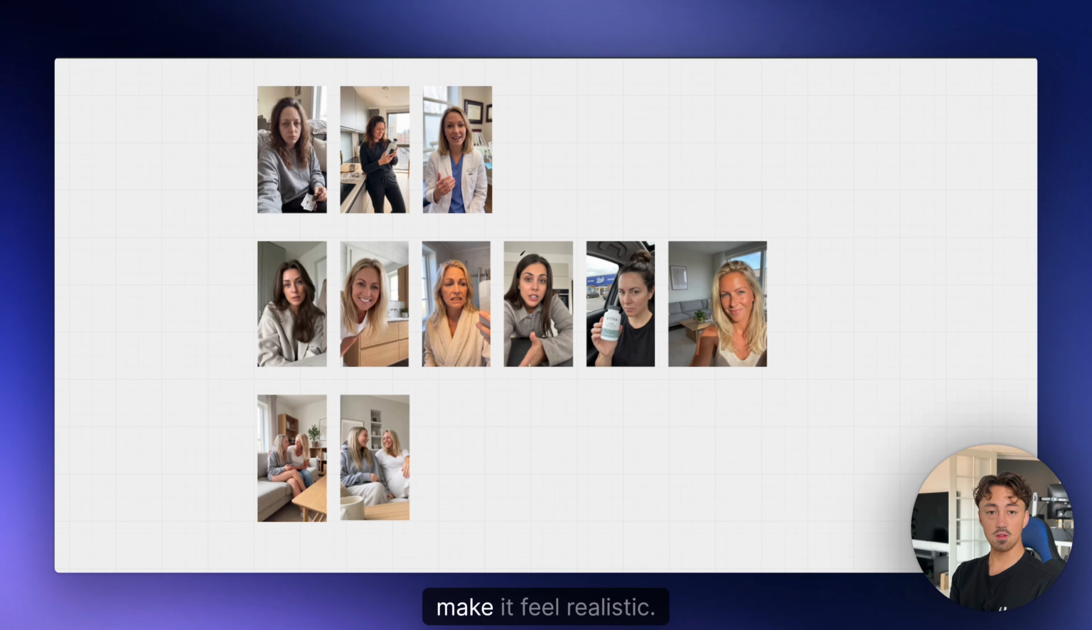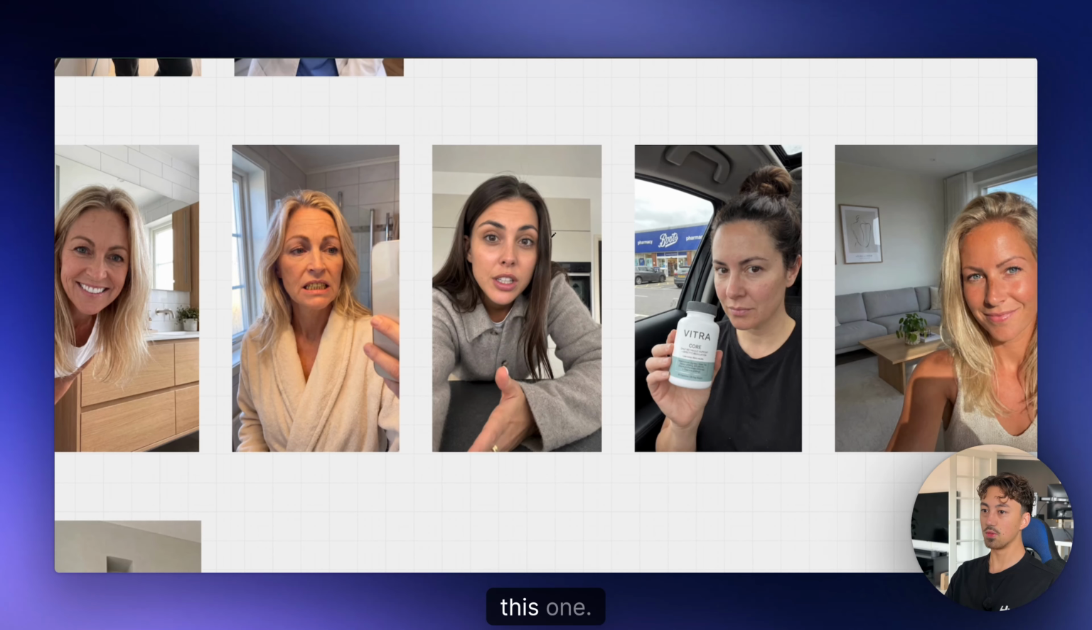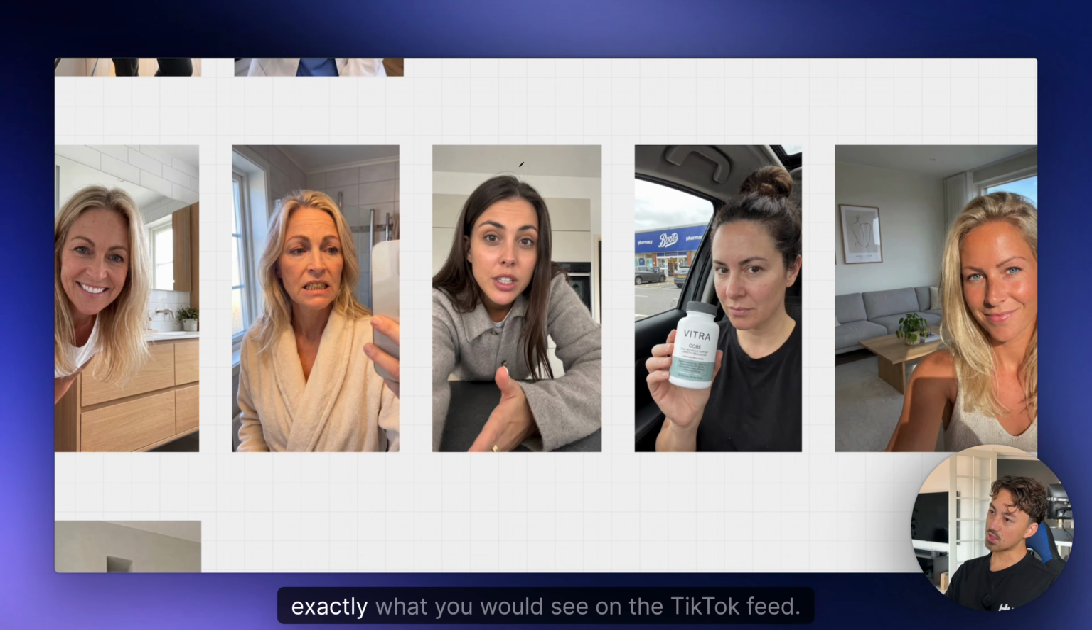So the takeaway, what I'm trying to say, is that with AI UGC, the goal is to make it feel realistic. But in order for it to not only look realistic but also feel realistic, we need to understand what realism looks and feels like. The best way to do this is to go on TikTok, go on Instagram, and look at videos from normal people talking about their weight loss journey or a new thing they have discovered. Try to figure out what the angles look like. Like, for example, this one. This is my favorite one out of all of these. This is exactly what you would see on the TikTok feed.